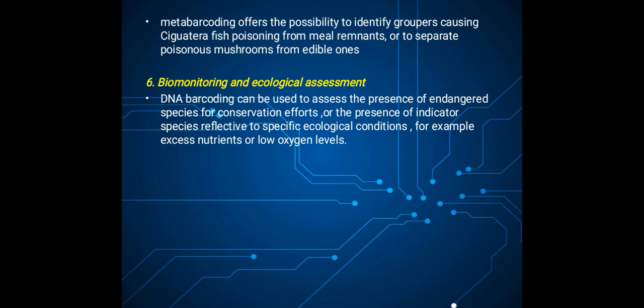Then biomonitoring and ecological assessment. DNA barcoding can be used to assess the presence of endangered species for conservation efforts or for the presence of indicator species reflective of specific ecological conditions, for example, excess nutrients or low oxygen levels. Then molecular systematics. Molecular systematics is the use of molecular genetics.